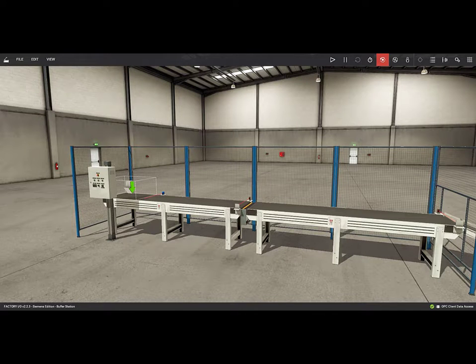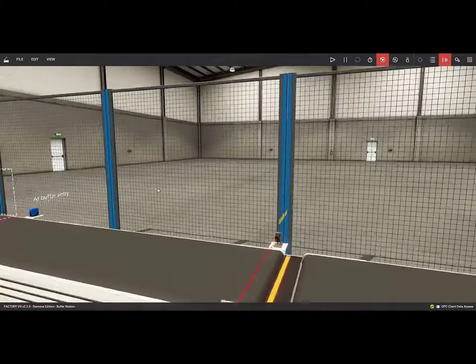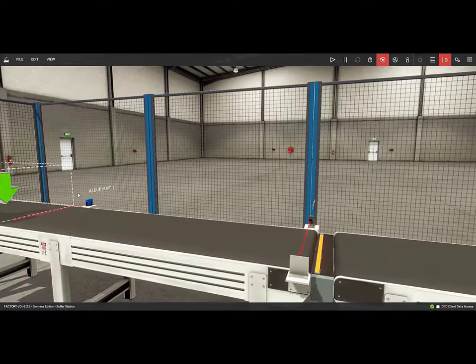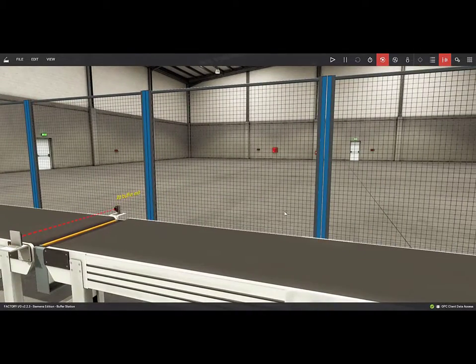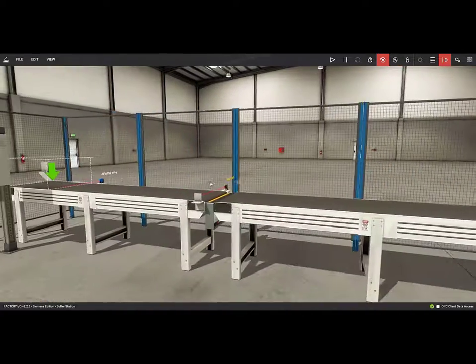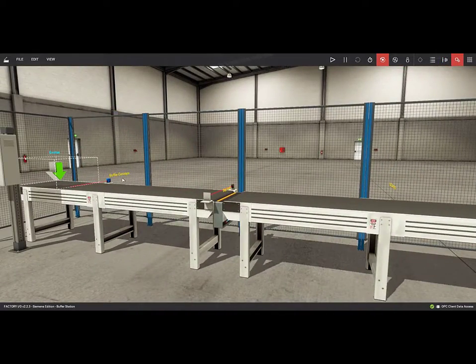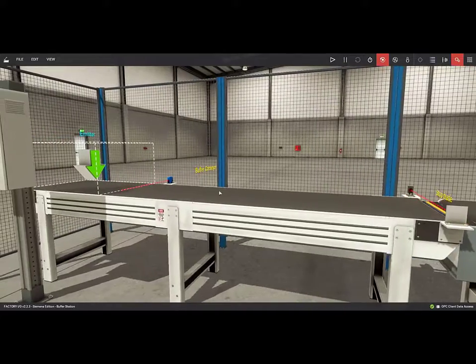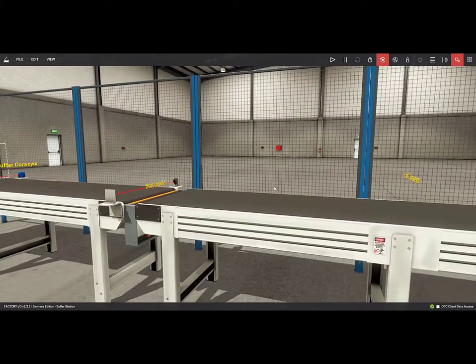This is the scene from challenge number 1. We have 3 present sensors: the first at buffer entry, the second at buffer exit, and at exit. On the other hand, the actuators are the buffer conveyor, the stop blade, and the exit conveyor.